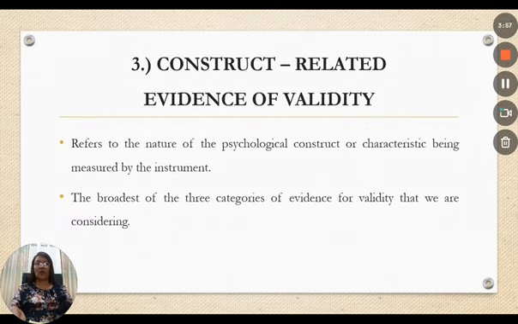Then we have the construct-related evidence of validity. It refers to the nature of the psychological construct or characteristic being measured by the instrument. It is the broadest of the three types of evidence for validity that we are considering.